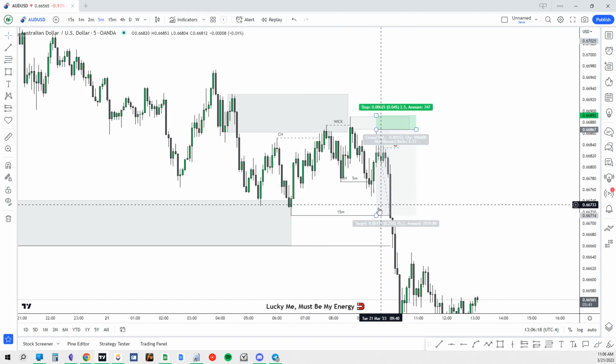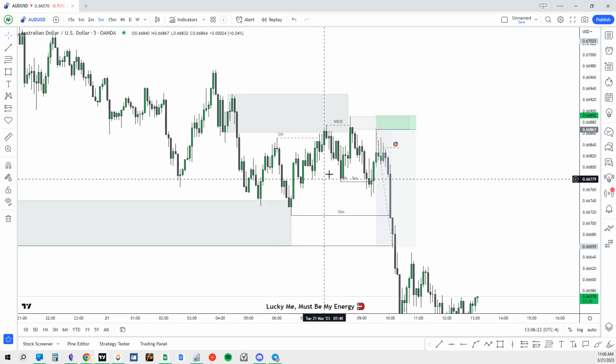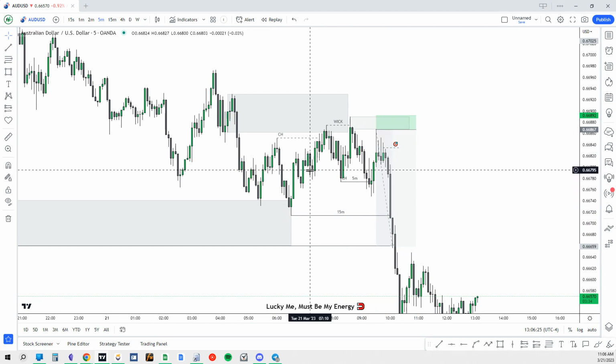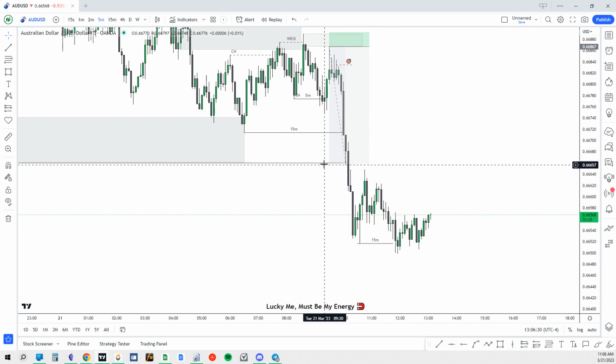But for me, I just knew that at this point in time, with price coming so low to this low, we had that 15-minute change of character, all these confirmations, I knew that it was very likely that this trend was going to continue. And so that's why I held it just a little bit longer.